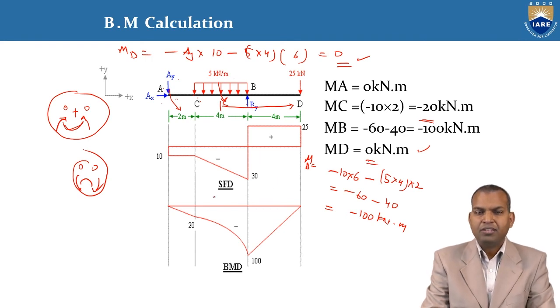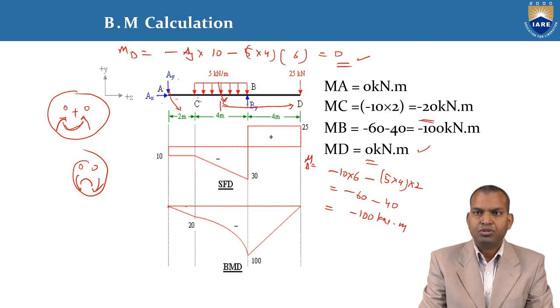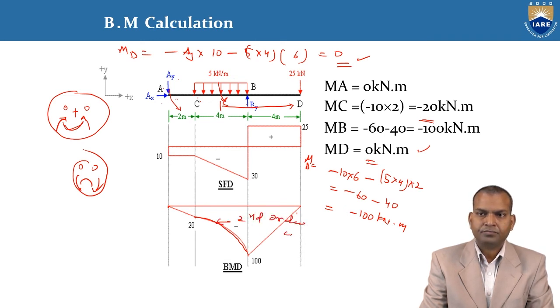Now by using these values, how to draw the bending moment diagram? At point A, it is 0. At point D, it is 0. Whereas at B, it is minus 100 kilonewton meter. From C to B, it is a parabolic curve, the second order curve. From point A to C, it is a straight line going linearly downwards, from 0 to minus 20, minus 20 to minus 100, minus 100 to 0.